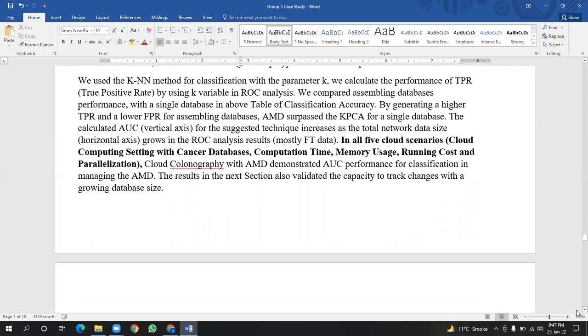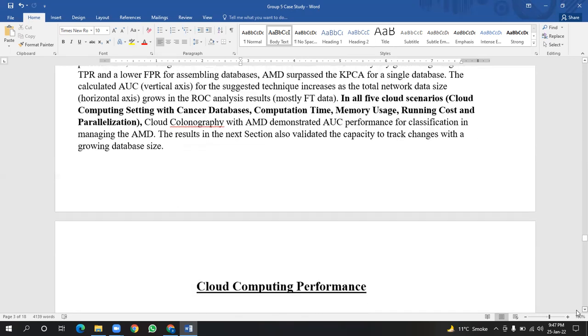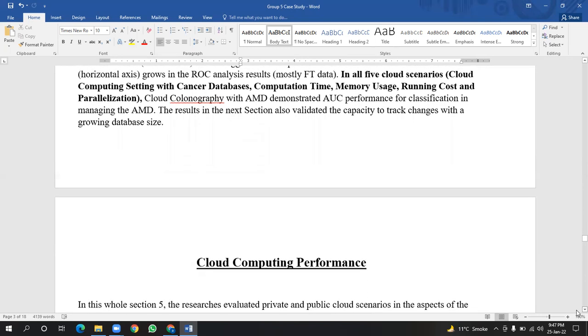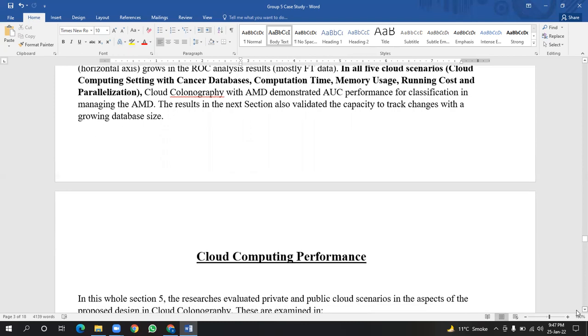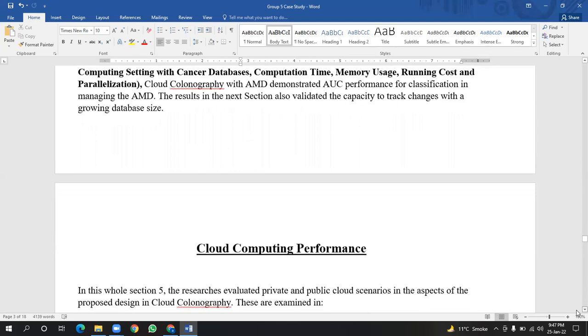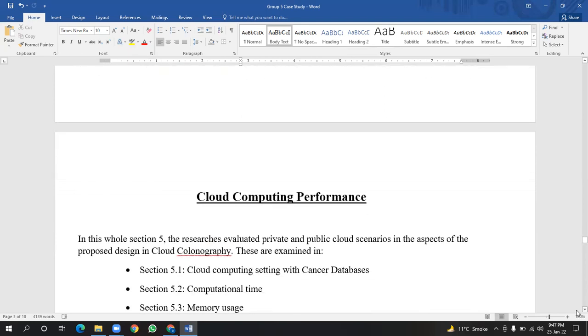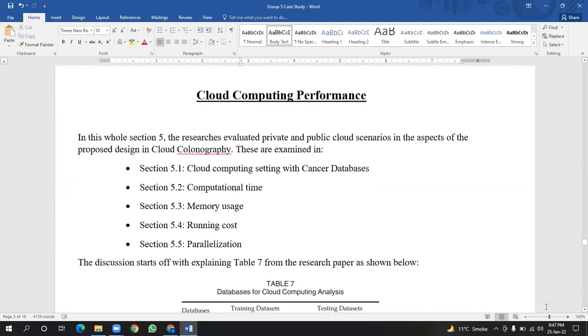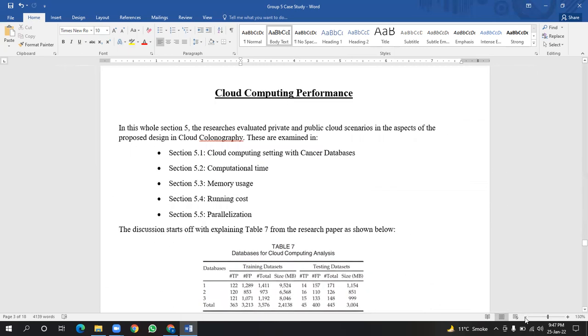We used the KNN method to classify with parameter K, and calculated the performance of the true positive rate by using the K variable in ROC analysis. In all 5 cloud scenarios, cloud computing settings and cancer database, computation time, memory usage, running cost, and parallelization, cloud colonography with AMD demonstrated AUC performance in classification. The results in the next section will validate the capacity to track the change with growing database size. Now, the next speaker will explain.